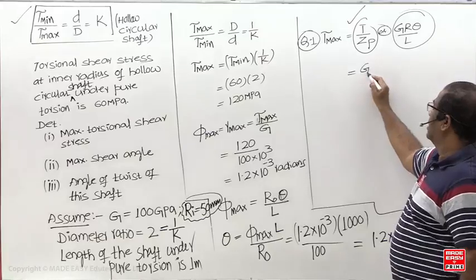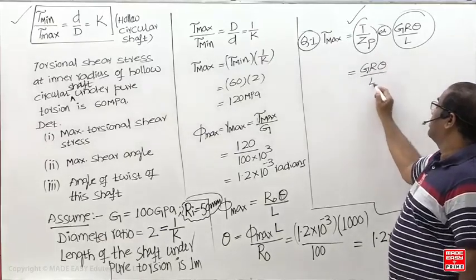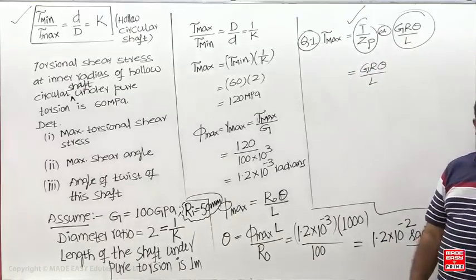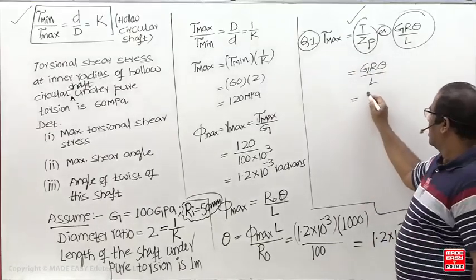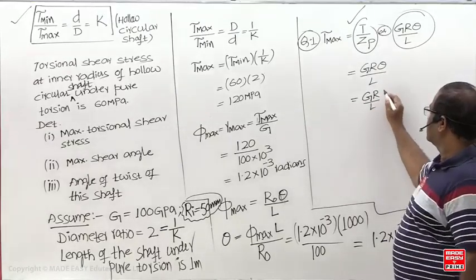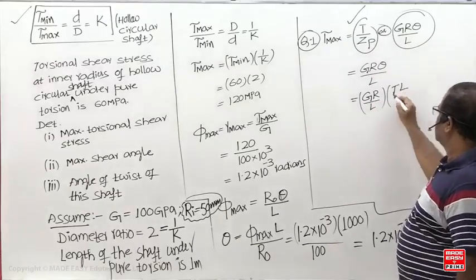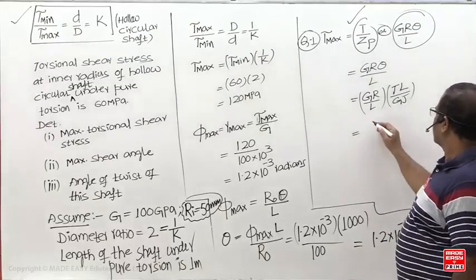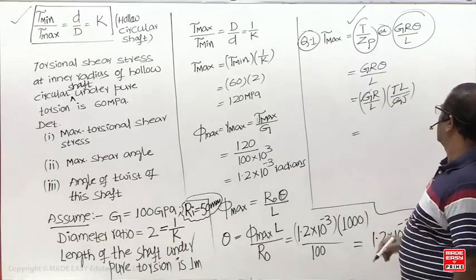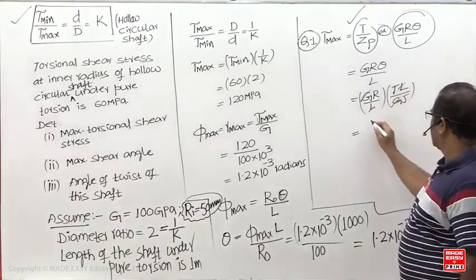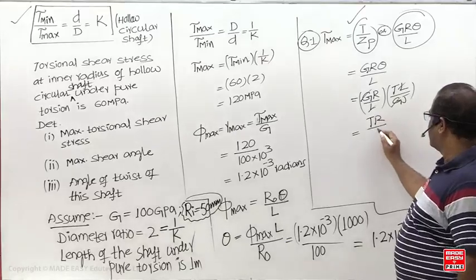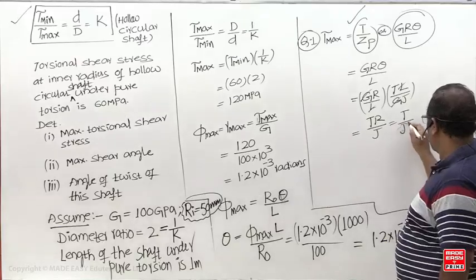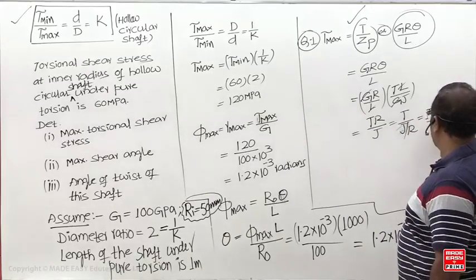And somebody will ask, sir, you have mentioned stress is independent of the material, but here it seems to depend upon the material, sir. But what is theta? Theta is TL by GJ. What are you getting? G will get cancelled out. L will get cancelled out. Then what are you getting? TR by J. So once again, it is T by Zp only.